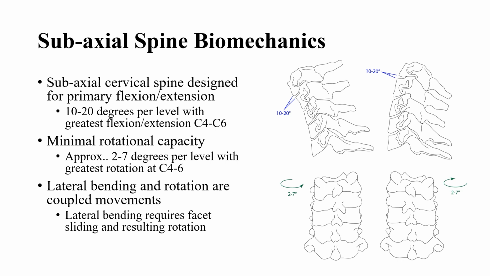Each motion segment or disc level provides 10 to 20 degrees of flexion and 2 to 7 degrees of rotation, with the highest range of motion provided by the mid-cervical spine, especially C4 through 6, which explains in part earlier degenerative changes noted at these levels.